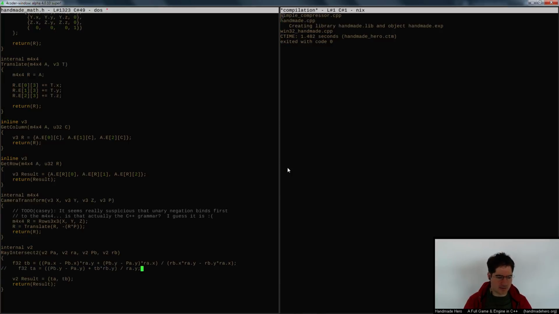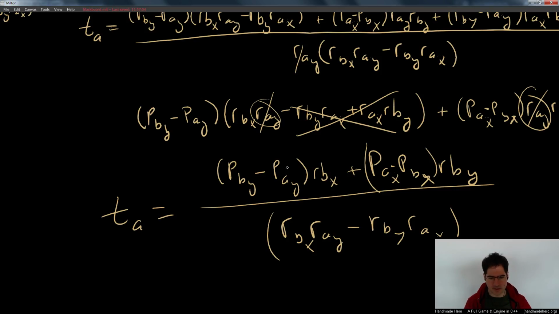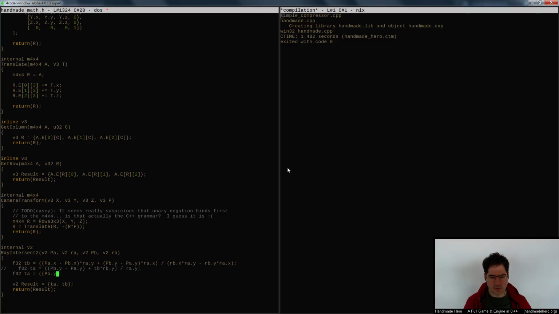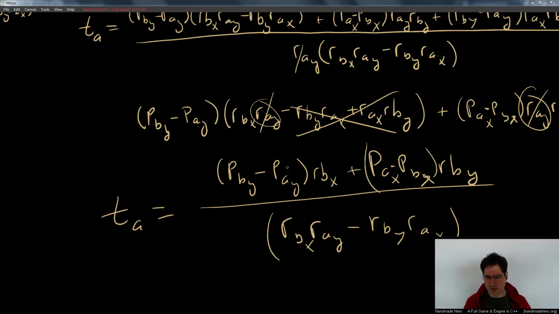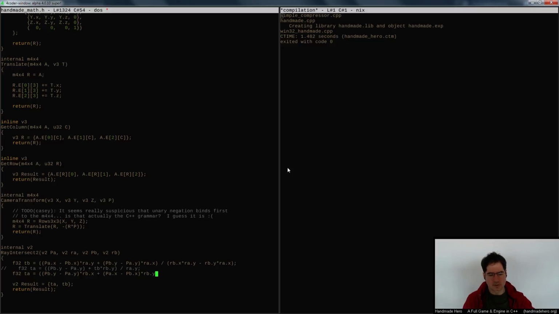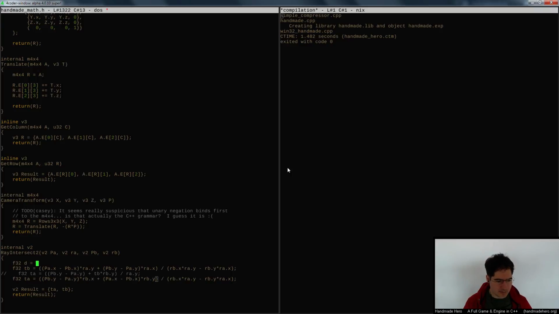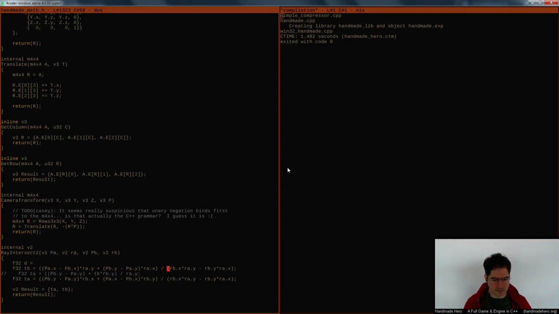So rather than solving it that way, which introduces a synthetic divide by 0 we don't need to worry about, we can instead solve it this way with the math worked through, which is pby minus pay times rbx plus pax minus pbx times rby, right? And these are in terms of the same denominator, which is exactly what we wanted. So I'm going to call this denominator d for denominator.